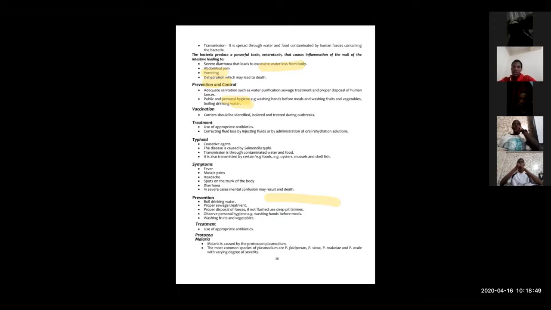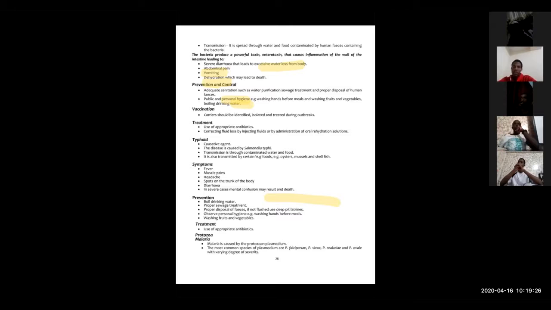Then the other way of preventing this disease is through vaccination. People can also be vaccinated against these bacteria, for example, against cholera. You can vaccinate somebody such that when you come into contact with the real pathogen, your body doesn't suffer. Vaccination simply involves introducing a weakened form of a disease-causing microorganism into the system of a person.